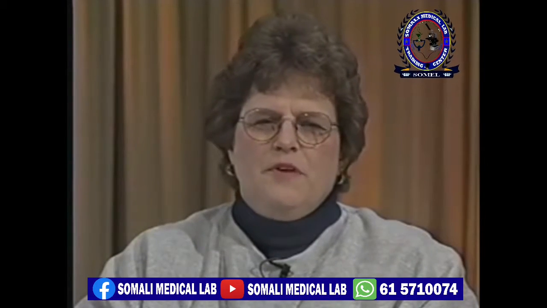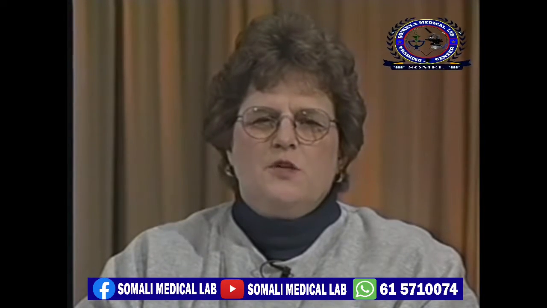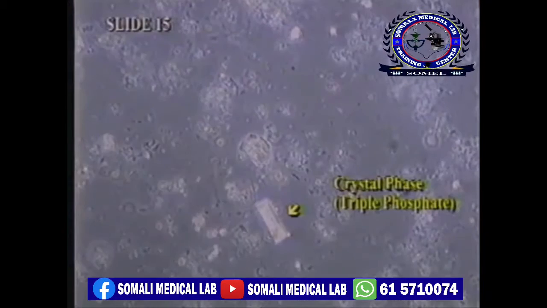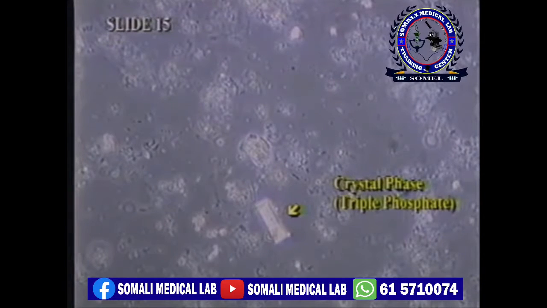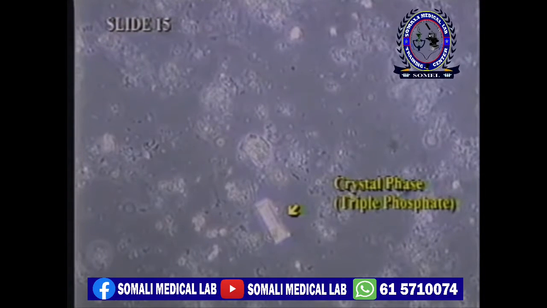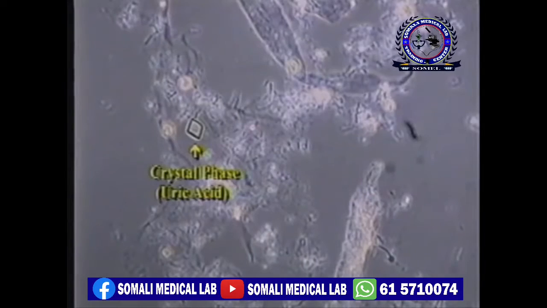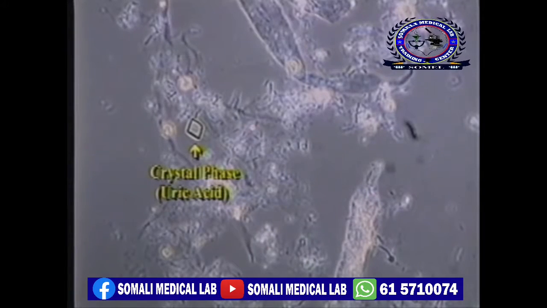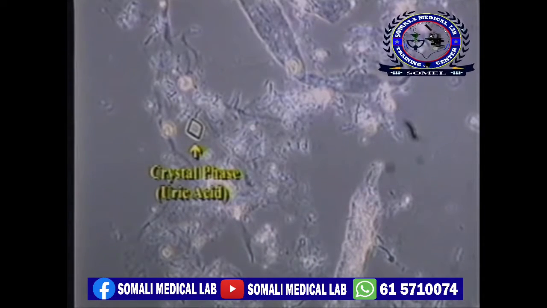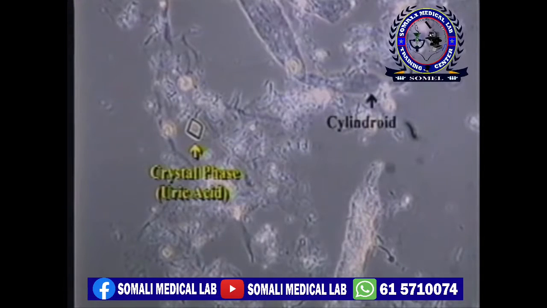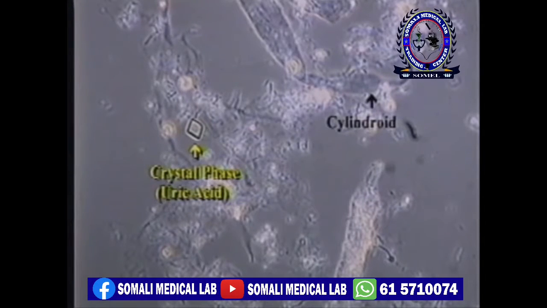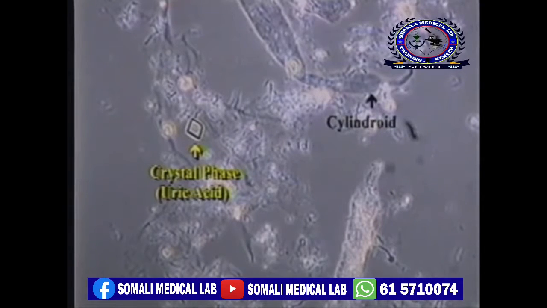Let's look at a couple of other commonly seen crystals. Calcium oxalate crystals are associated with acid urines. And these triple phosphate crystals are associated with alkaline urines. Another crystal seen in acid urine is uric acid, which you see here. There's also a nice view of a cylindroid, which Pat just talked about. It looks like a hyaline cast with a tail, which it is.